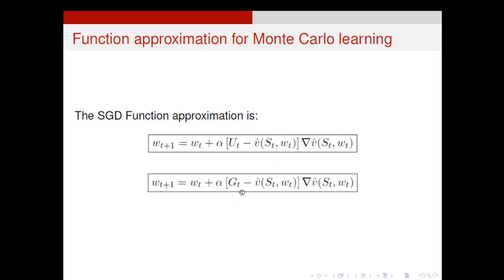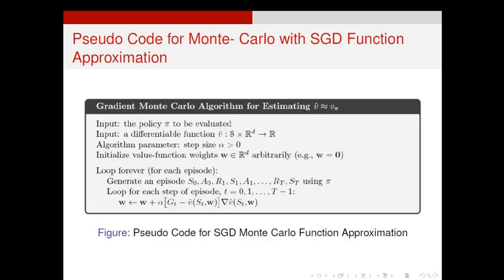Now there is a natural question. If we are using TD function approximation, what will happen to Ut? In that case, we will apply the TD target in the place of this Ut. We will look into that. Before that, we will discuss the pseudo code for Monte Carlo with SGD function approximation.